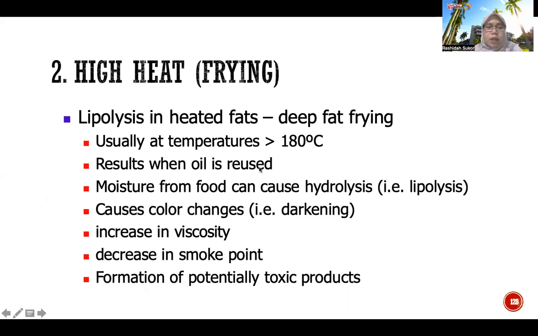Okay. So results when oil is reused. So this is called lipolysis in deep fat frying. Usually when we do deep fat frying, we don't use the oil once, because oil is expensive, right? So we normally use it multiple times. How many times can the oil be used? That is the question.